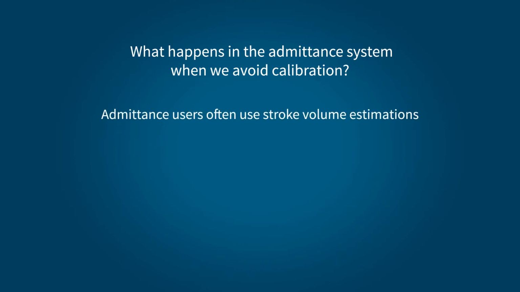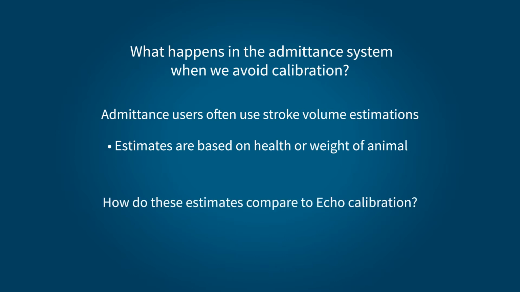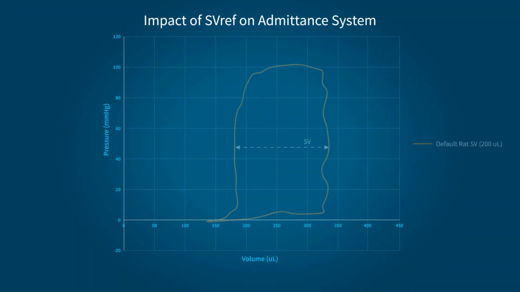Admittance users often use the stroke volume estimations that are provided with the admittance system. These estimates are based on the health, or in some cases the weight of the animal. In this example, we compared these suggested estimations to an ideally calibrated admittance system using Echo. Let's look at the PV loop data from just one rat.